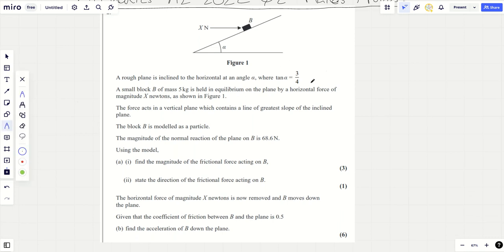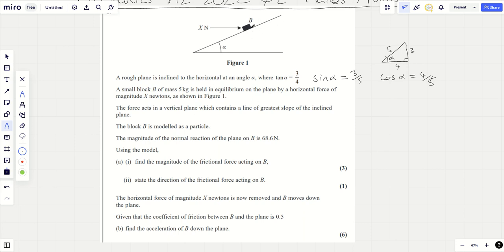Okay, so once again it seems they have no imagination, because tan alpha is 3/4, which means sine alpha is 3/5 and cos alpha is 4/5. How am I getting that? Just draw a little triangle out, alpha there, that's opposite, that's adjacent, by Pythagoras the hypotenuse is 5, and therefore sine alpha is 3/5, cos alpha is 4/5.